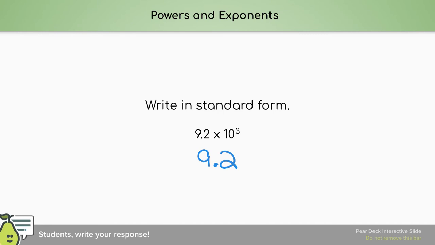So that means we're going to have to create a very large number. So let's move it 3 places to the right: 1, 2, 3. And now let's put a decimal in. Next, we're going to fill in our little jumps with zeros.